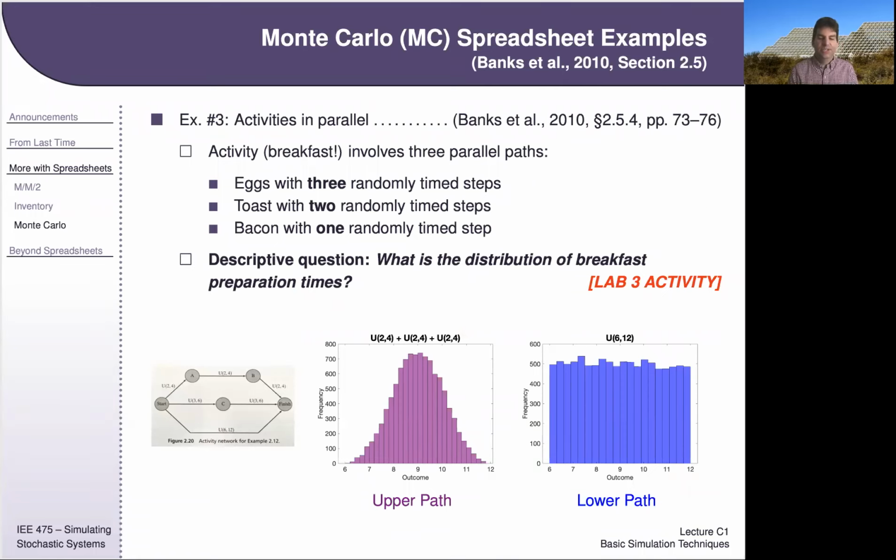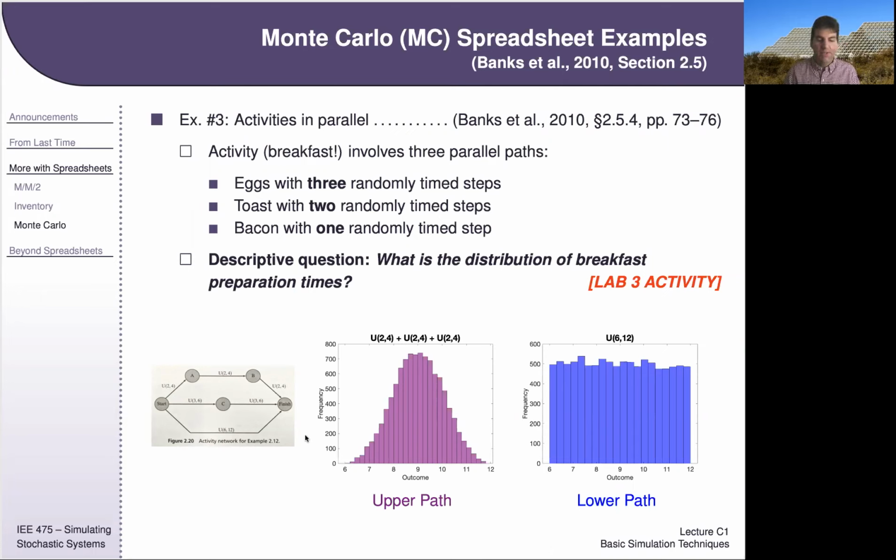And this is actually going to relate to how we understand the distributions of times that come out of each one of these paths. And so the lower path we know is a uniform distribution between 6 and 12 minutes. But what you would find if you took a histogram of the upper path is that it looks more like a bell curve.